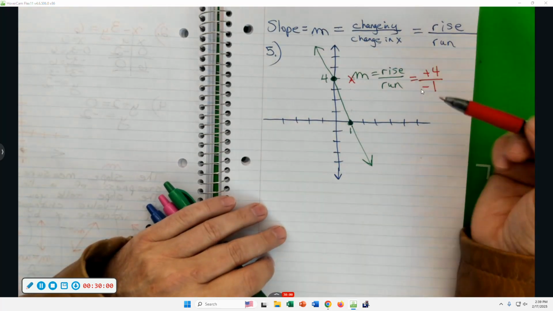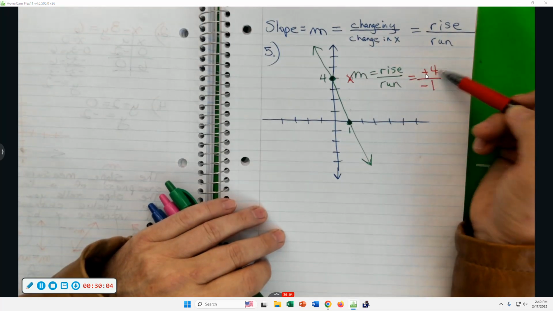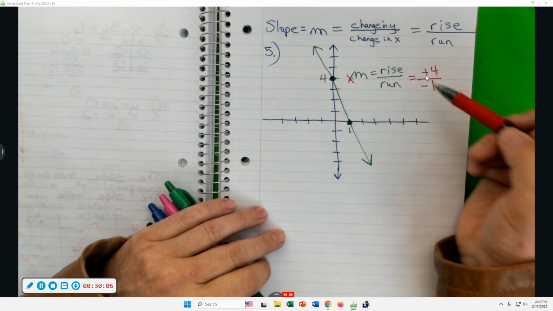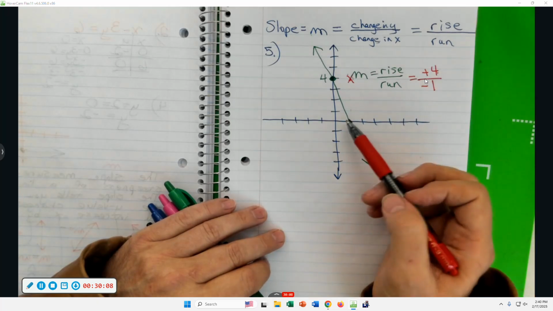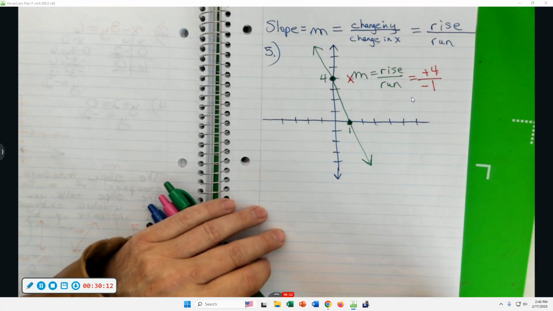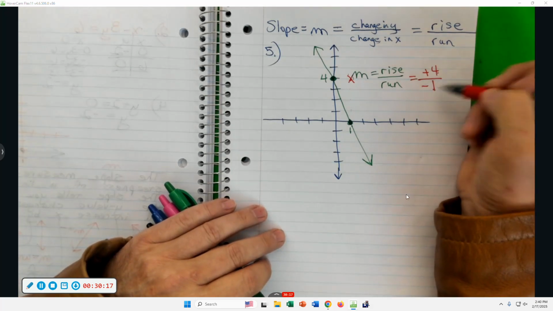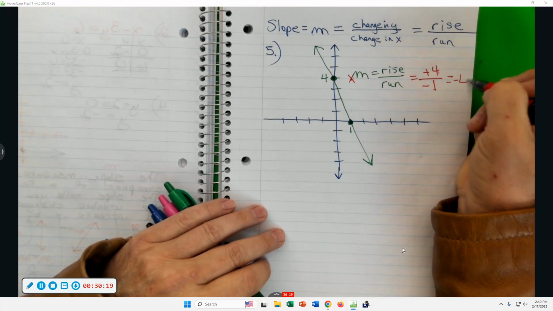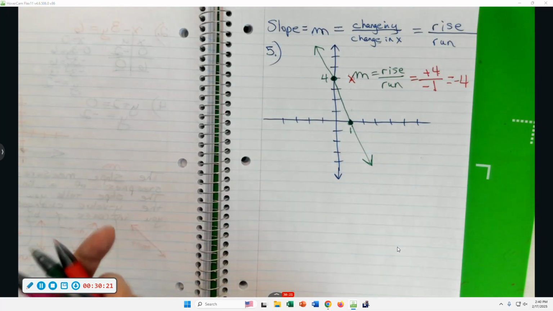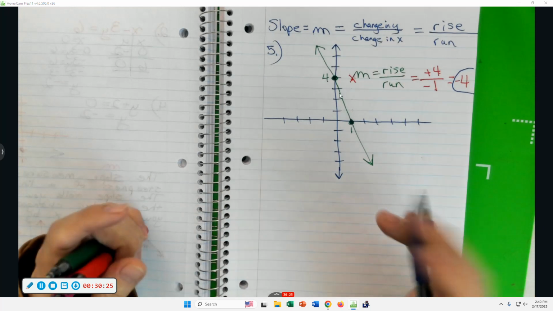In general, movement up is a positive rise. If I had gone down, it would be a negative rise. Movement to the left is a negative run. Movement to the right is a positive run. +4 divided by -1 gives me a slope of -4. And that was going from bottom to top.